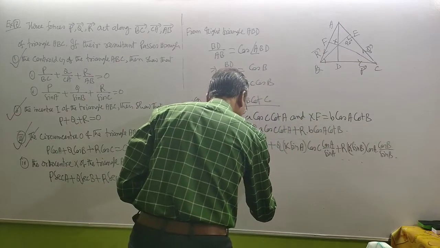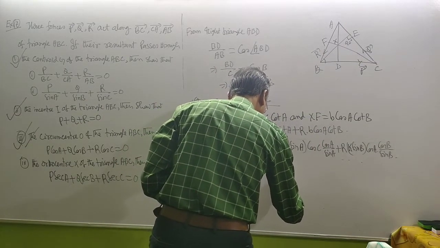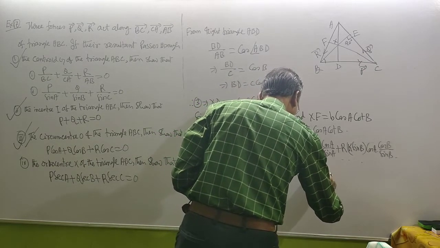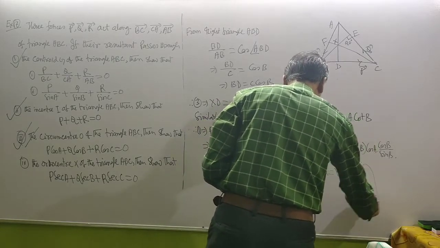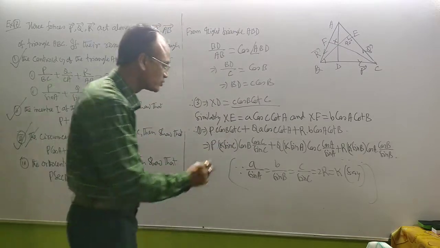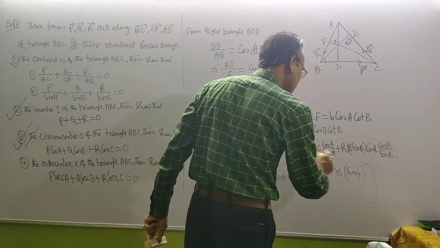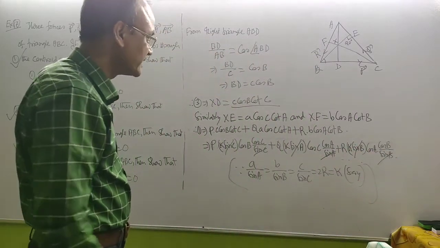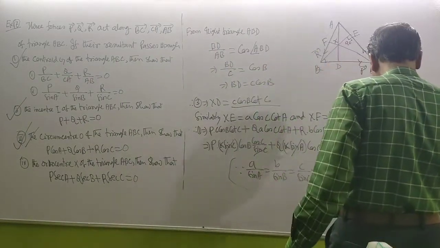Since we have applied a by sin A equal to b by sin B equal to c by sin C equal to 2R, equal to K, we get this. Now K will be cancelled. Also sin C, sin A and sin B will be cancelled. K also will be cancelled.